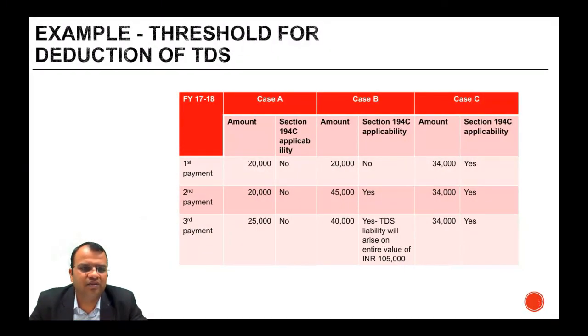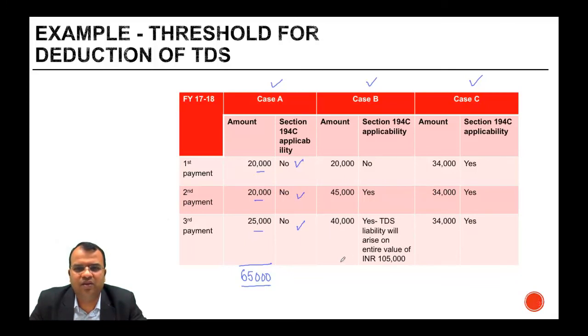So let's look at some examples on the threshold for deduction of TDS. There are three cases which we have, right? In case A, the payment is 20,000, second is 20,000, third is 25,000. And the total payment is how much? 65,000. Now, because every single payment is less than 30,000 and the total is also less than 1 lakh, there will be no TDS in this case.